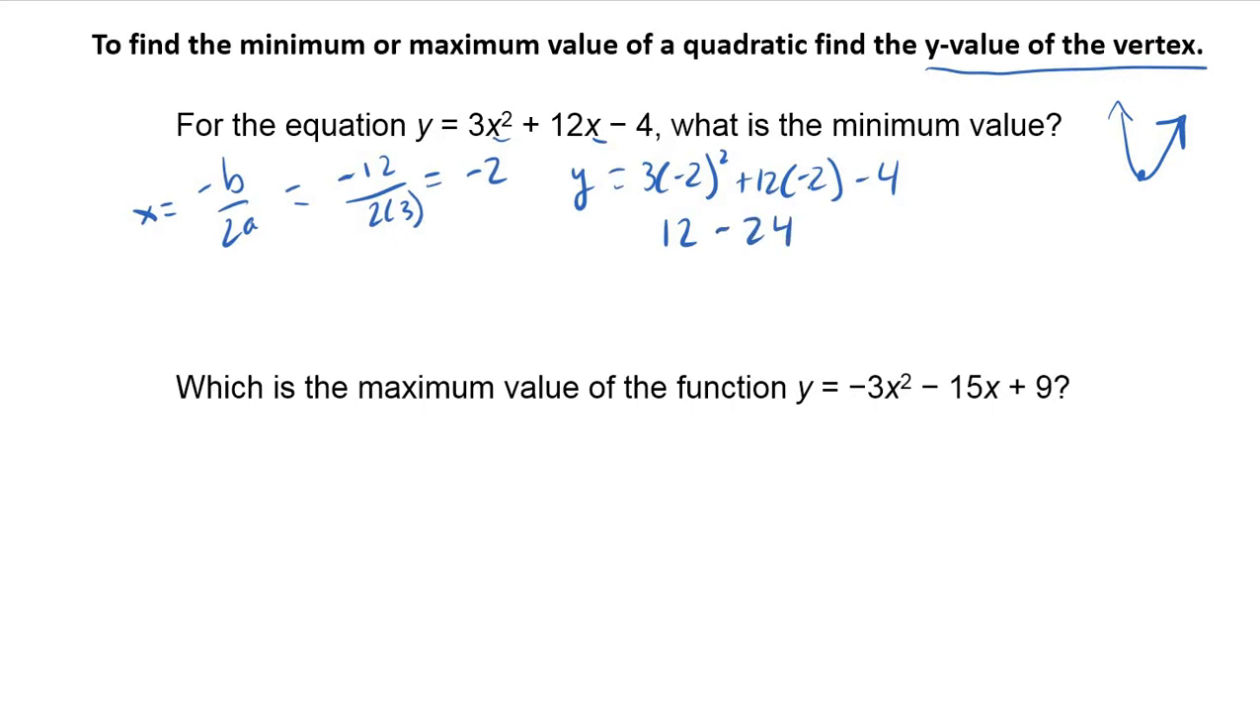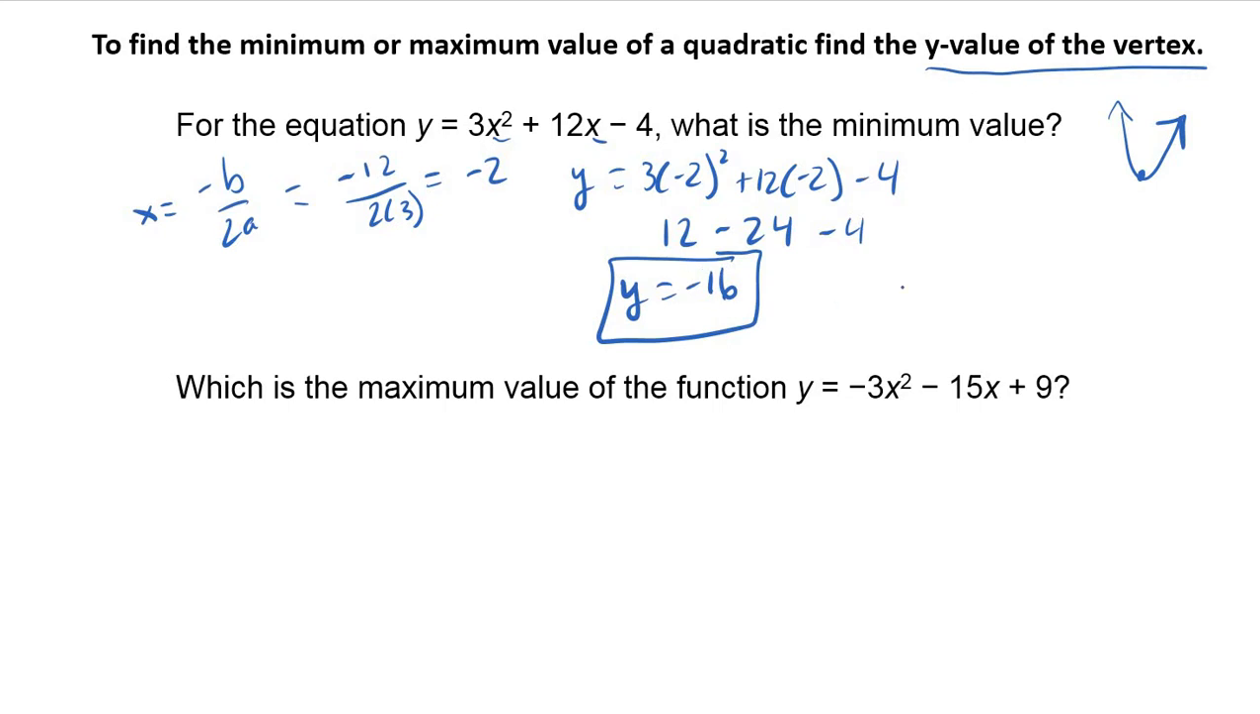Minus 24, right? 12 times negative 2 minus 4. 12 minus 24 is negative 12. Minus 4 is negative 16. So y equals negative 16. That right there is the minimum value.